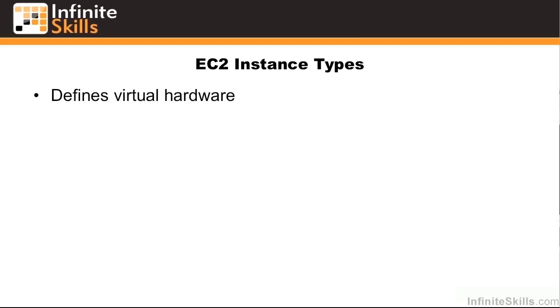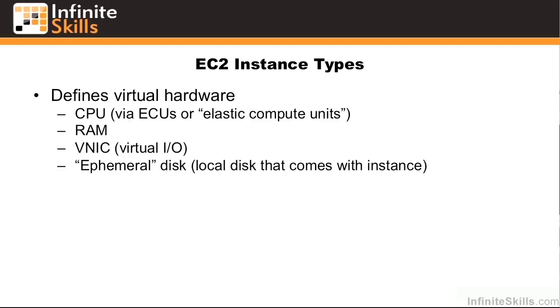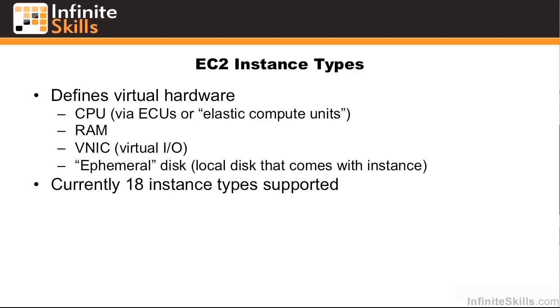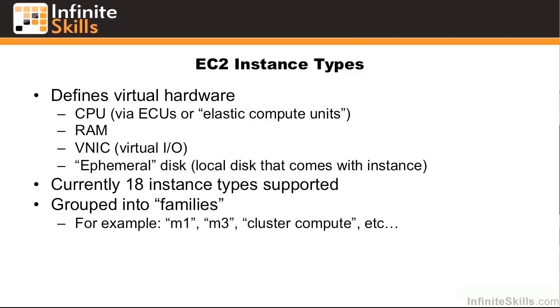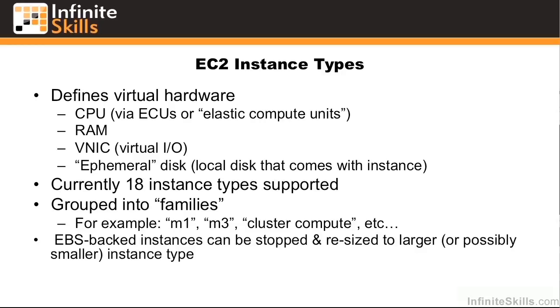Again, this defines the virtual hardware, the CPU, the RAM, the virtual NIC or virtual I/O of the machine, and ephemeral disk, which is local disk that comes with some instances. Currently, there are 18 instance types supported, and these are grouped into families, such as M1, the latest M3, cluster compute, graphics compute, and so on. EBS-backed instances can be stopped and resized to a larger or possibly smaller instance type. The caveat there is that your EBS disk has to fit in the smaller machine.